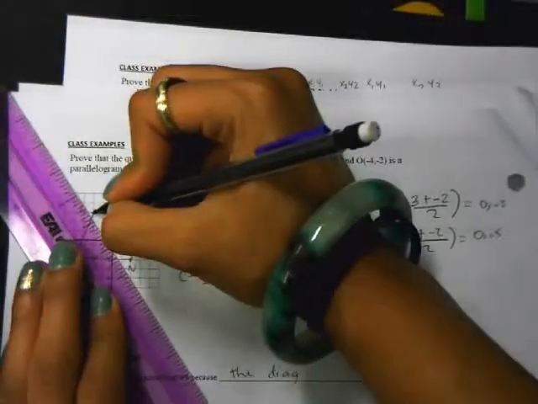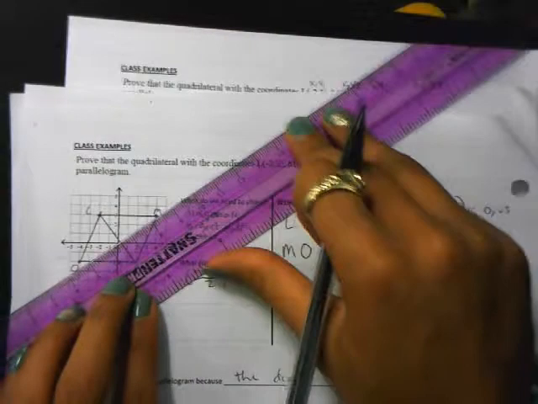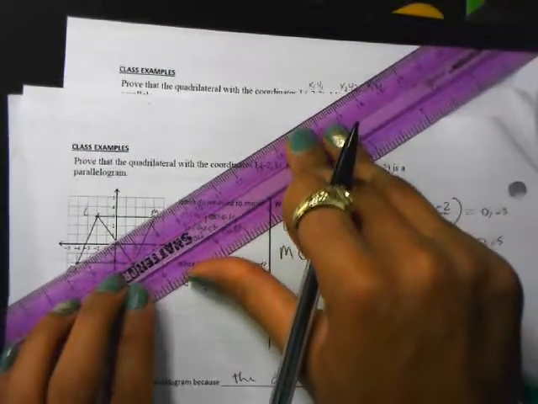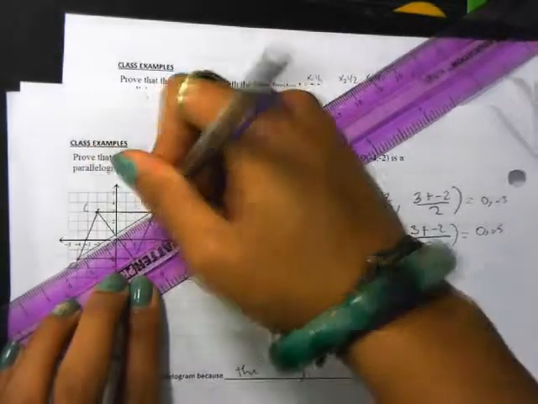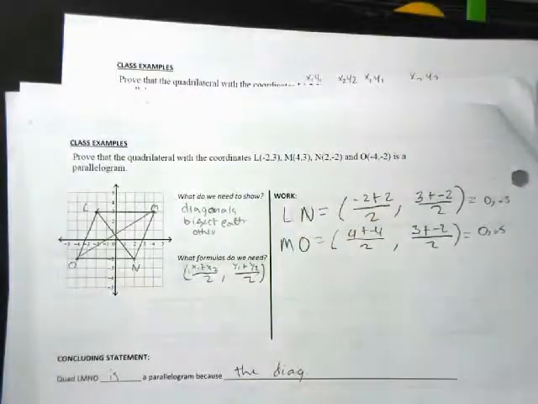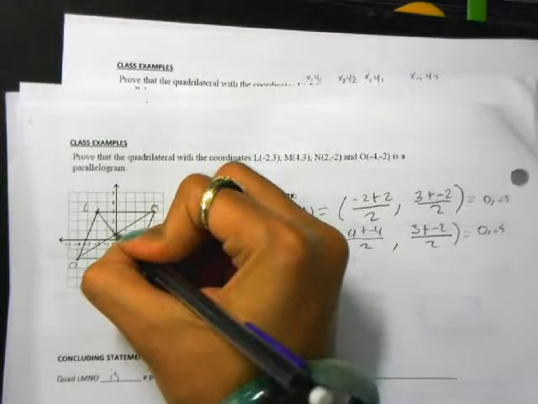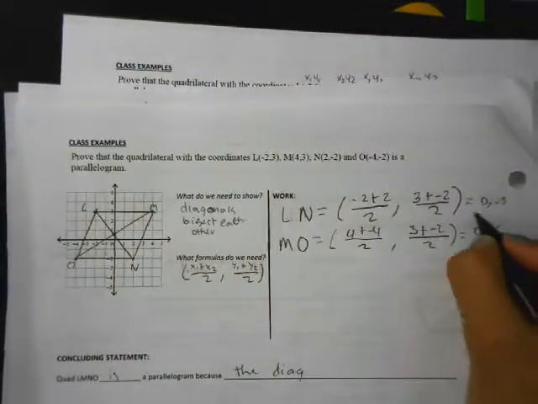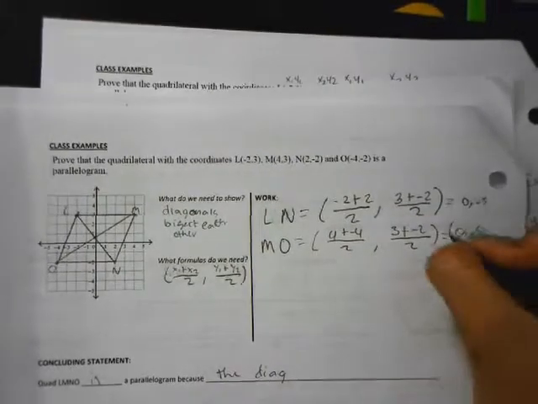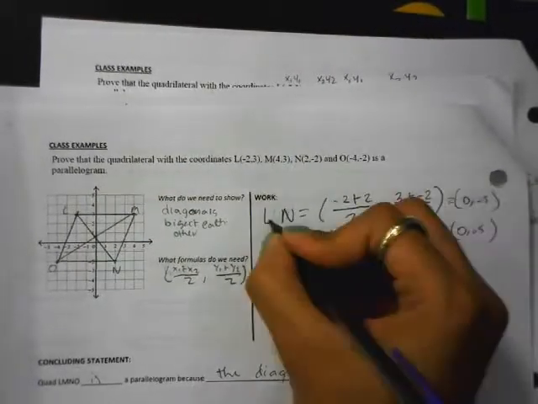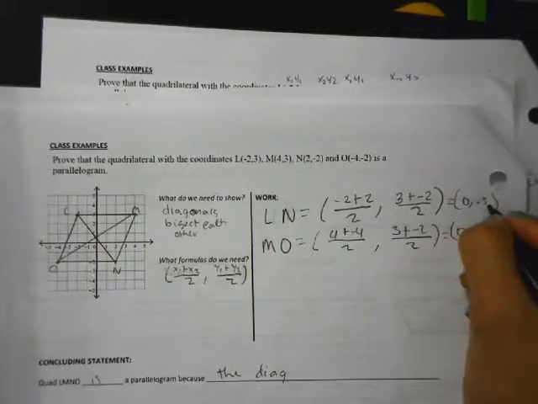So notice, when he did the midpoint formula for both of these, he found that the midpoint for LN was (0, 5), and the midpoint for MO was (0, 5). So since they had the exact same midpoint, that's where they intersect, which is about right here. So they do bisect each other, which means this is congruent to that, and this is congruent to that.